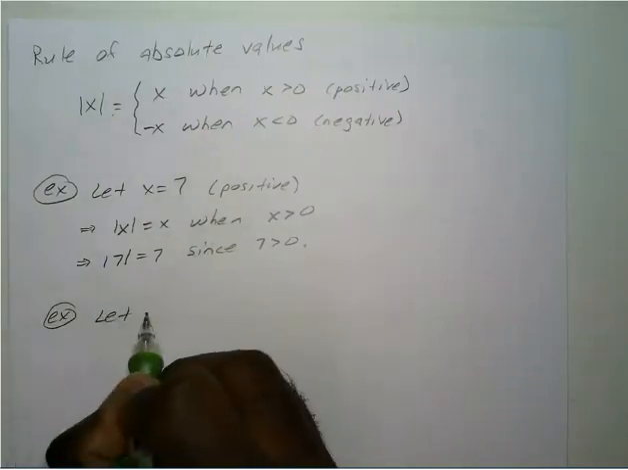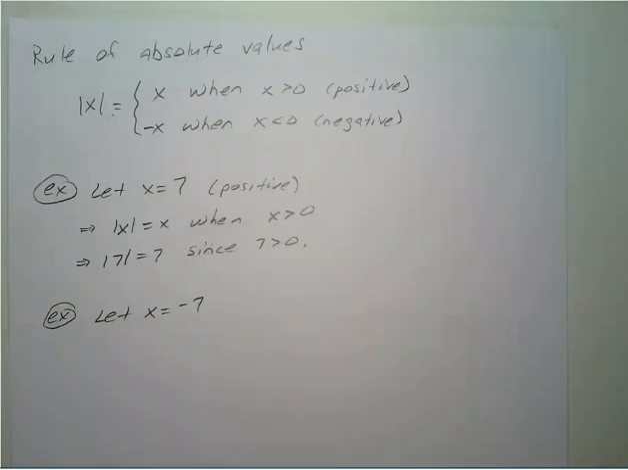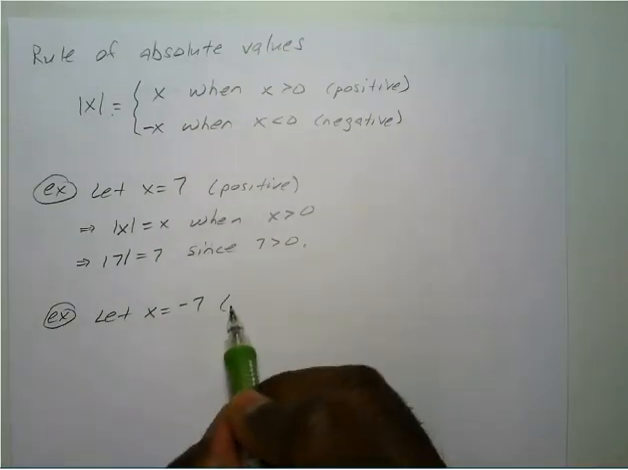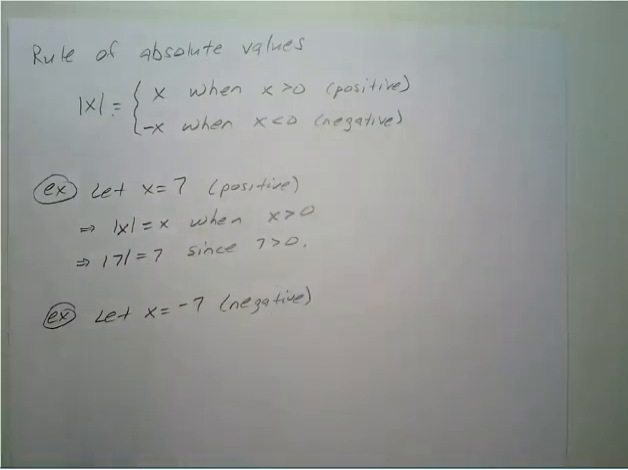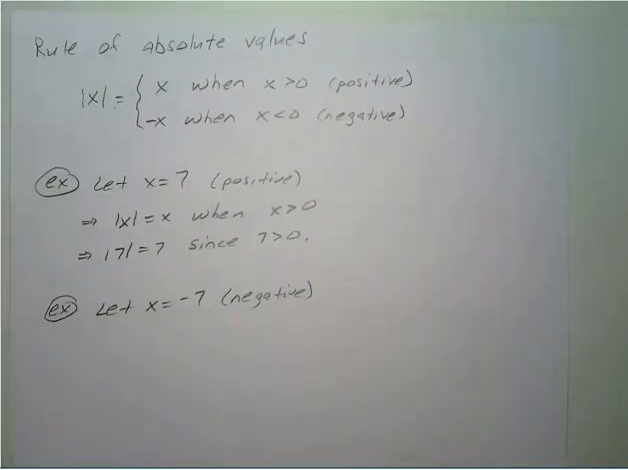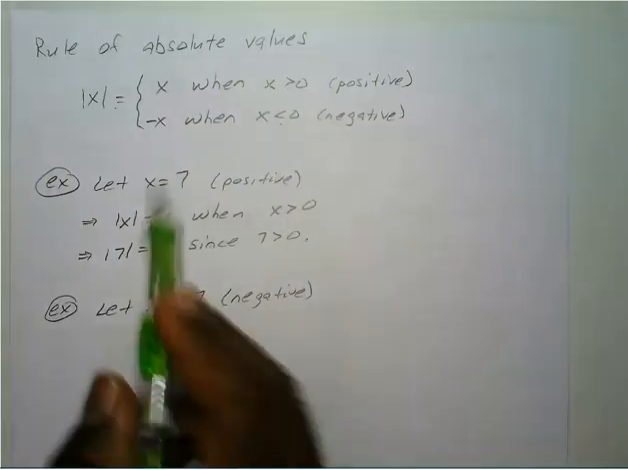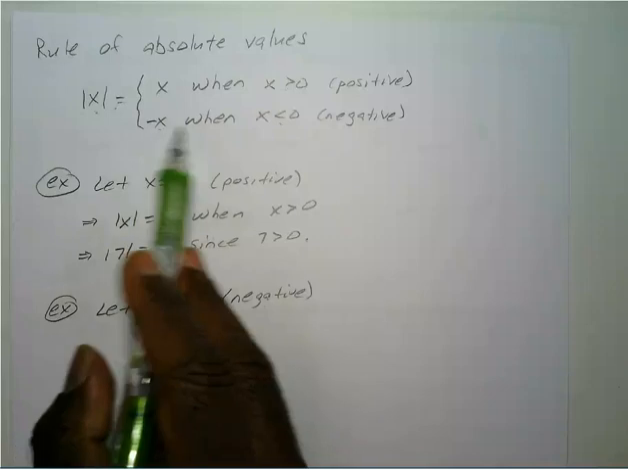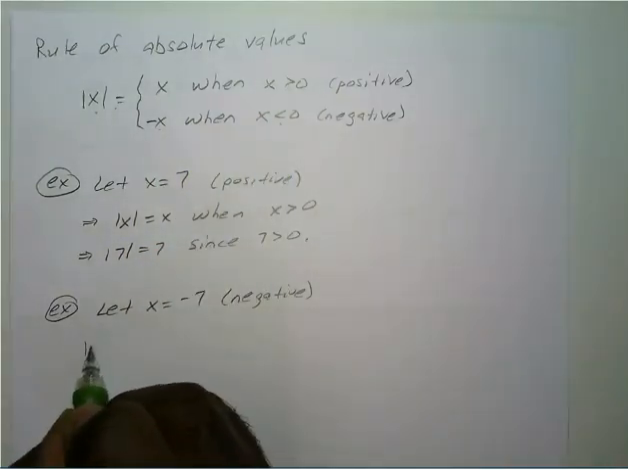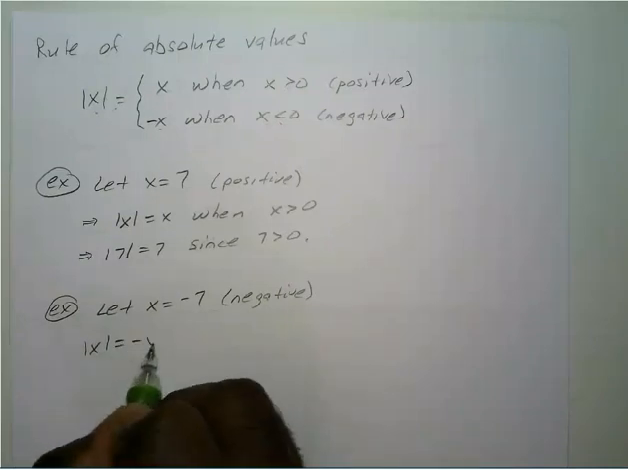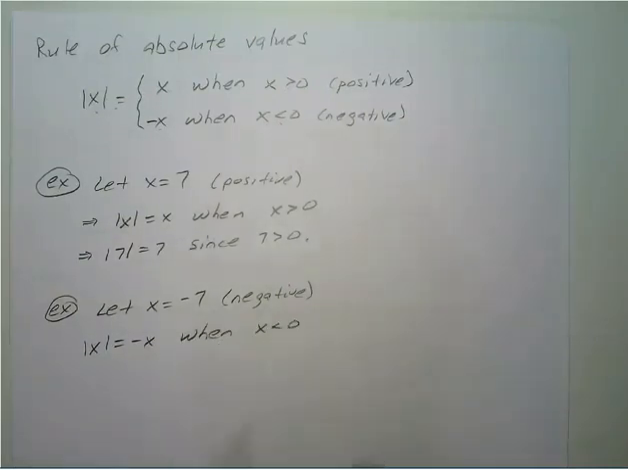what if we let x equal negative 7? Or the opposite of 7. Well, since x is negative, we're going to use this second one. Absolute value of x is equal to negative x since x is less than 0. So the absolute value of x equals negative x when x is less than 0.